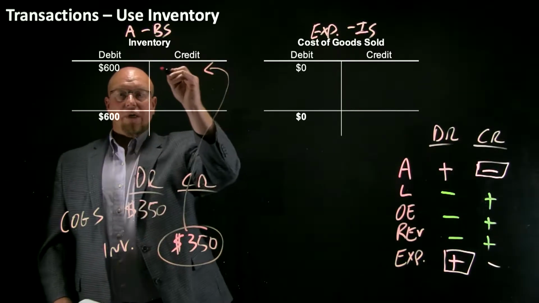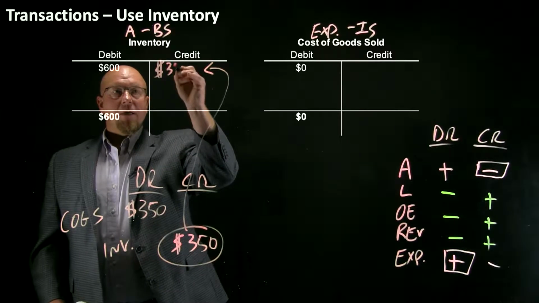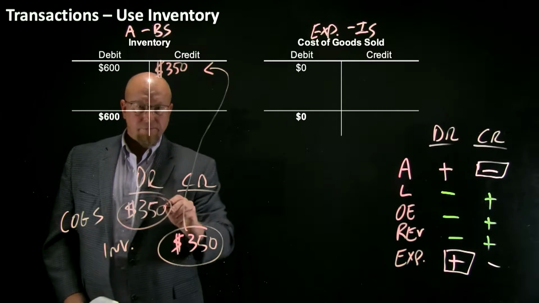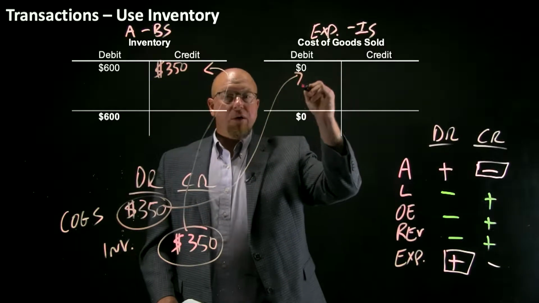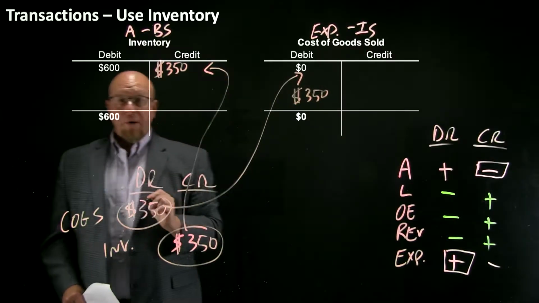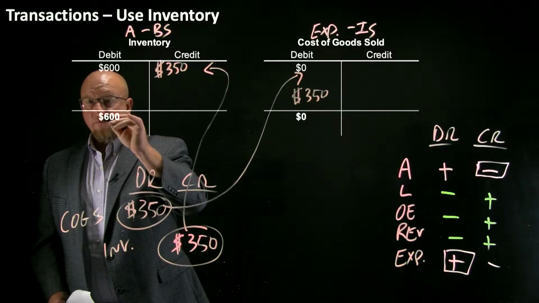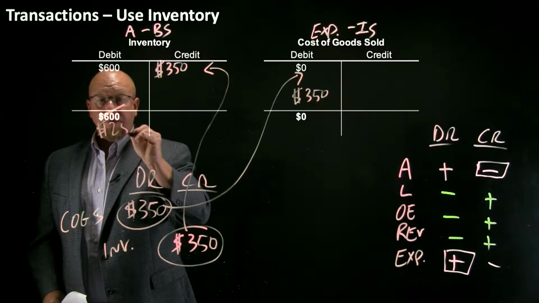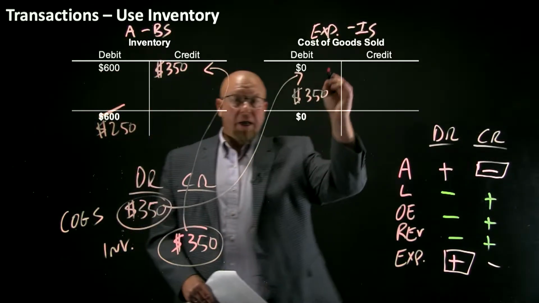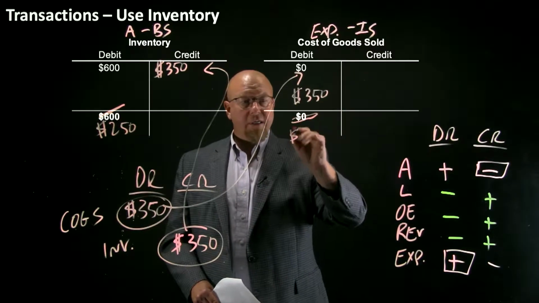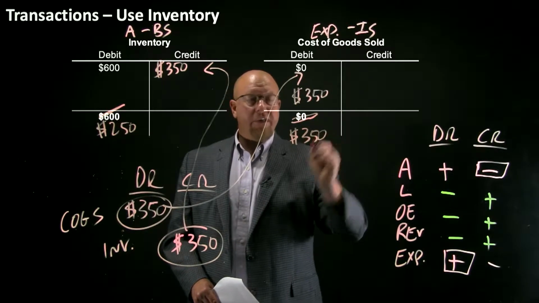The effect of this journal entry is to reduce inventory by $350 by moving it over to the income statement as an expense. After you post this entry, your inventory balance will no longer be listed as $600. It would be $250. And your cost of goods sold is no longer zero. It's a more realistic number at $350.